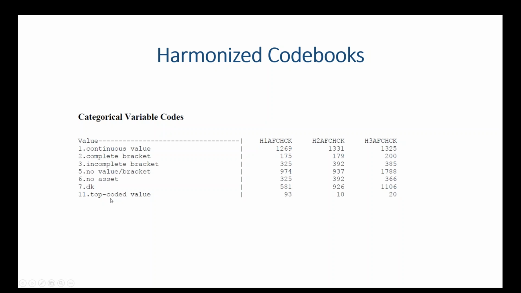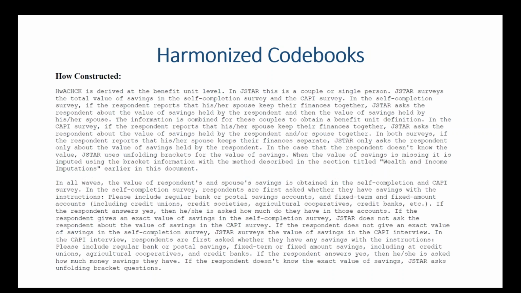And then JSTAR also top-codes values. In the most publicly available JSTAR data, they top-code values so they don't identify people. And so we also flag any value that is top-coded because you might want to watch out for those. We provide a lot of information about how this variable was constructed.